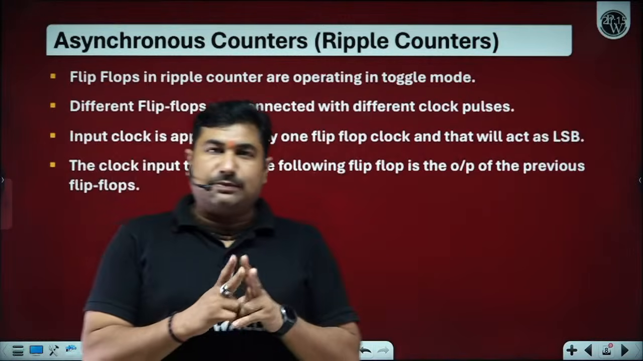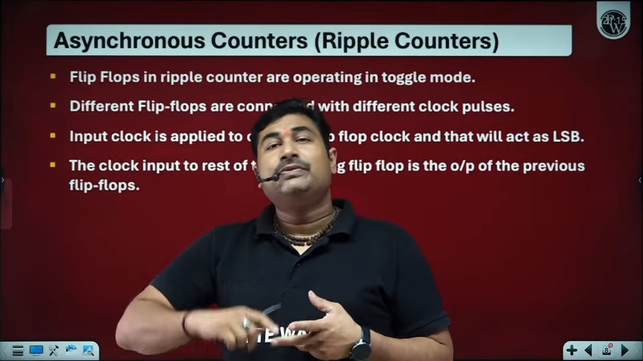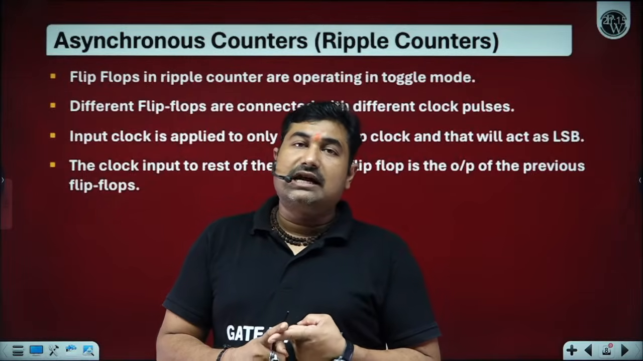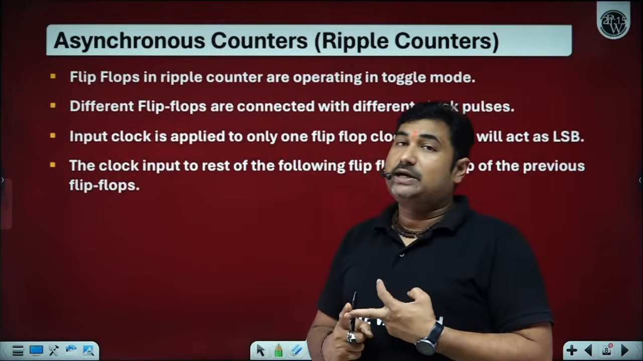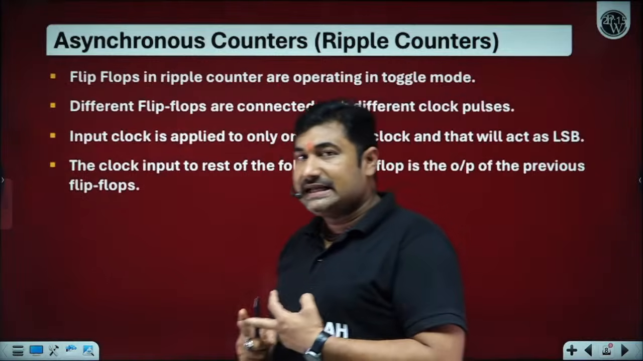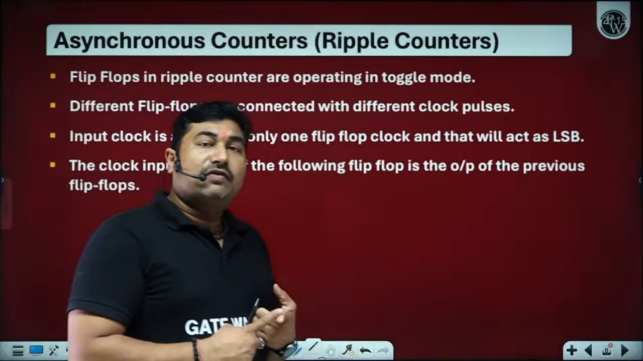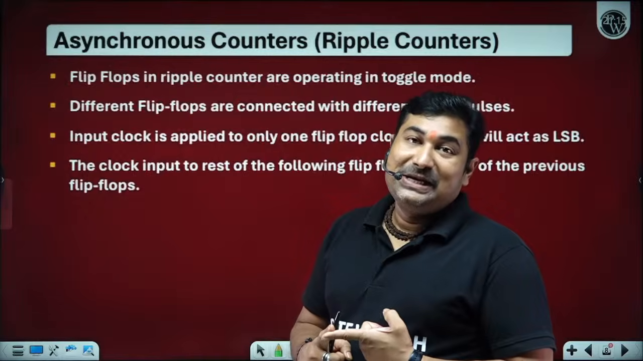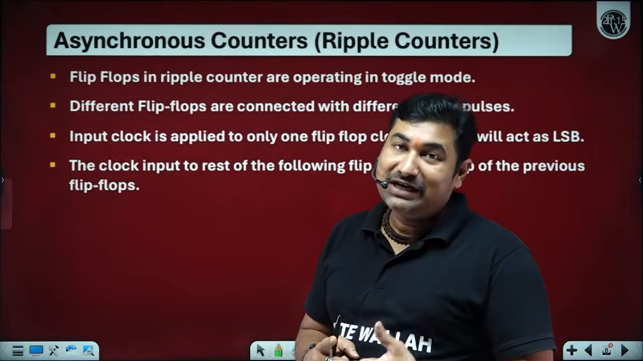We know that two types of counters are there. One is called a synchronous counter, one is called an asynchronous counter. The basic difference is, in asynchronous counters, different clock pulses are applied to different flip-flops. However, in synchronous counters, only a single clock is applied to all flip-flops. It means in a synchronous counter, all the flip-flops operate at the same time. However, in asynchronous counters, the flip-flops may operate differently in a single clock pulse because different flip-flops are connected to different clock pulses.